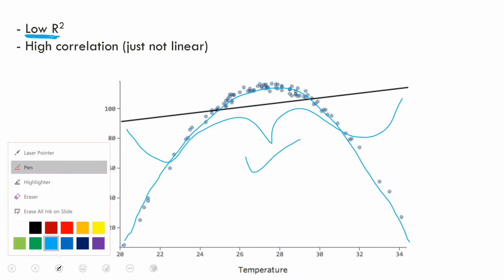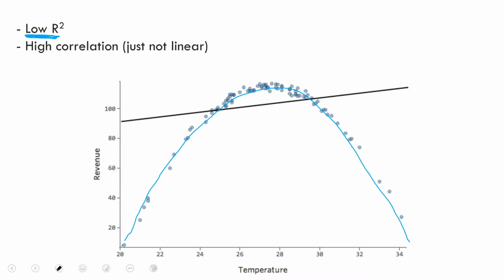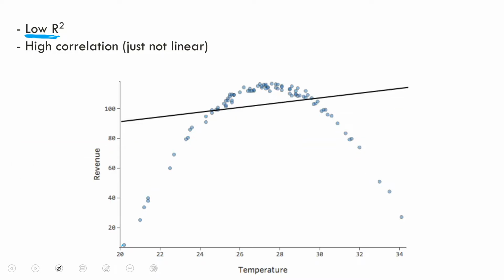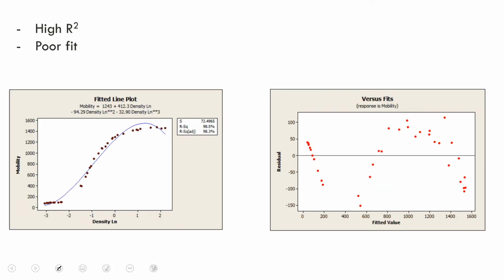However, it's not maybe the best way of modeling these data. So we would have a low R squared, but the R itself would be high if we were to model it like this. And then the R squared would change too if we changed the line to fit that curvature. And then we'll move on to fitness, goodness of fit, I should say.